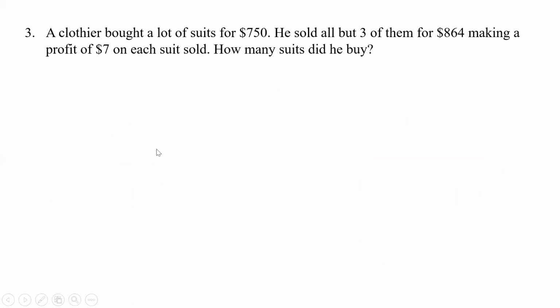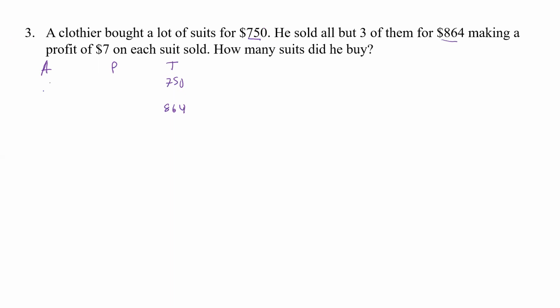What about the next one? So we have a clothier bought a lot of suits for $750. He sold all but 3 of them for $864, making a profit of $7 on each suit. How many suits did he buy? All right, so we're back to our A, our P, and our T. So initially he bought for $750 and then sold them for $864. So those are our two totals. And so that's what we know from the scratch.